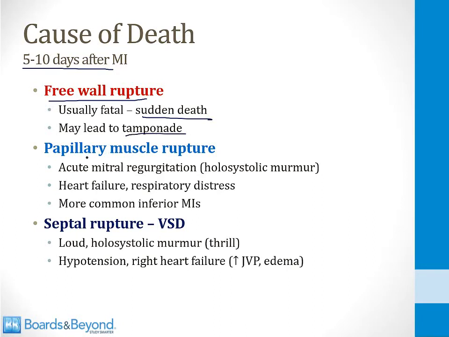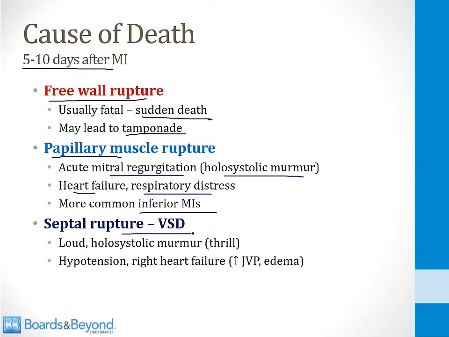Second mechanical complication is rupture of a papillary muscle. This will lead to acute mitral regurgitation, which, if you've watched the video on murmurs, you should know causes a holosystolic murmur. Patients who have acute mitral regurgitation can develop heart failure and respiratory distress. And in the cardiac anatomy video, I talk about how papillary muscle rupture is much more common in inferior wall myocardial infarctions. That's because the posteromedial papillary muscle has a single blood supply, usually from the right coronary artery. So when this artery is infarcted, that can lead to ischemia and necrosis of the posteromedial papillary muscle, and that can lead to rupture.